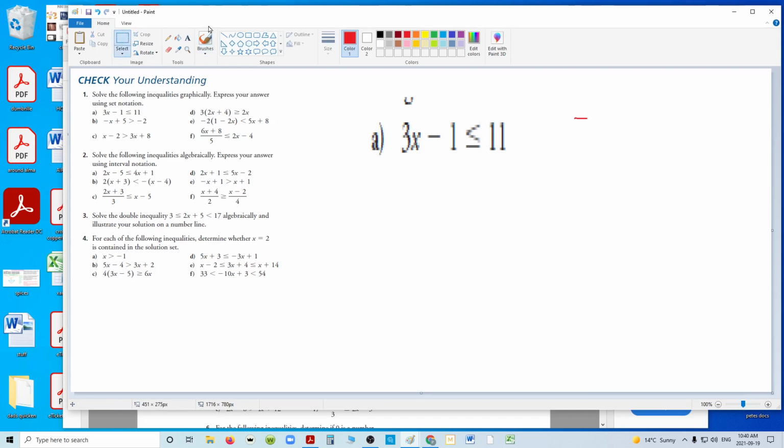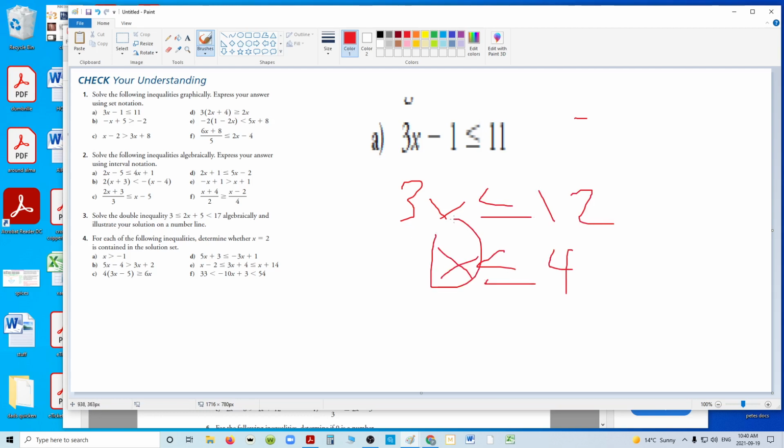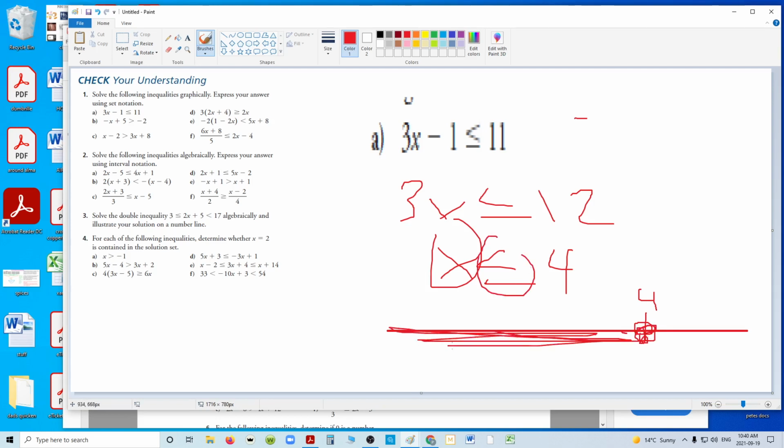So we're essentially going to solve for 3x. We're going to add 1 to each side. We're going to divide by 3, positive 3 on both sides. And we discover x is smaller or equal to 4. So that means if I had a number line and I have 4 here, I would draw it solid because it's smaller or equals, and I would draw the line this way with an arrow.